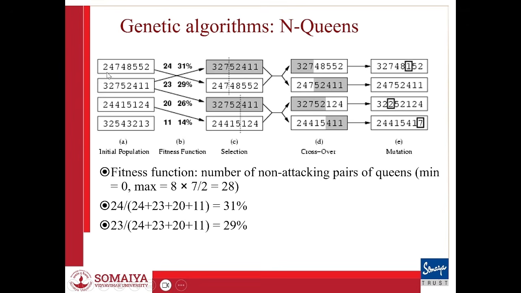Here they have calculated, by placing queens in all these positions, the number of pairs of attacking queens. And finally, sorry, the number of non-attacking pairs of queens they have calculated. And in total, there are 28 pairs of queens that could attack each other.